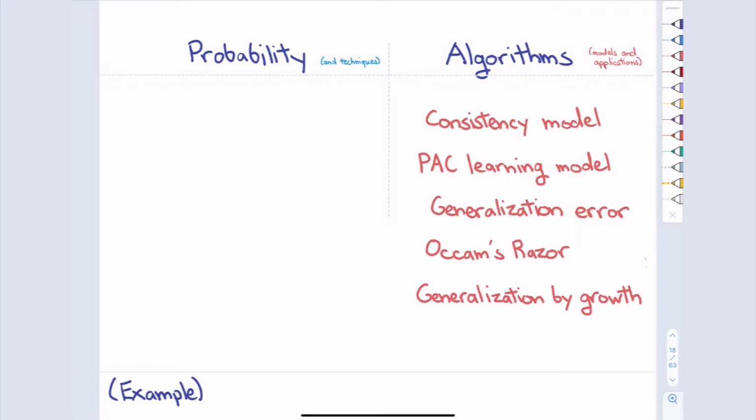Okay, but in general, we're going to see some sort of correspondence between quote unquote learning or generalization and all these concentration bounds that we see. It's almost one to one.